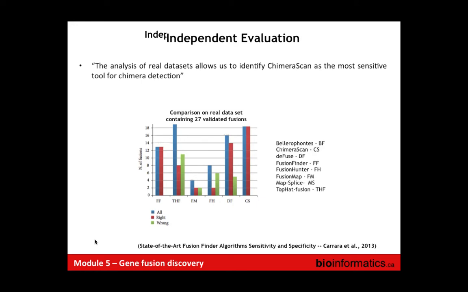So a couple things to note. First, none of them detect all 27 of the known fusions. The best that we see is actually TopHat-Fusion, finding 19, but it's got a bunch of them wrong. ChimeraScan detects about the same number and gets them also about half right and half. All right, none of them wrong, yeah.